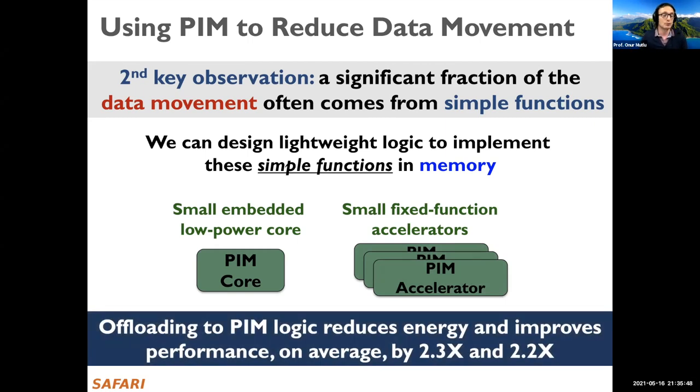And we showed in the work, by hand coding these functions and hand identifying these functions, you can improve the energy and performance on average by 2.2 to 2.3x.